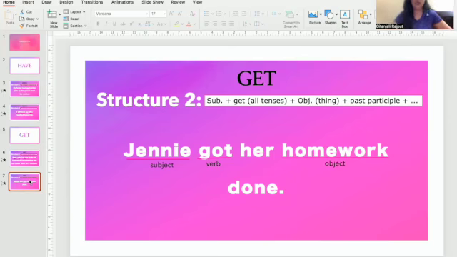Now, I really hope that both the causative verbs have and get have become more clear to you.